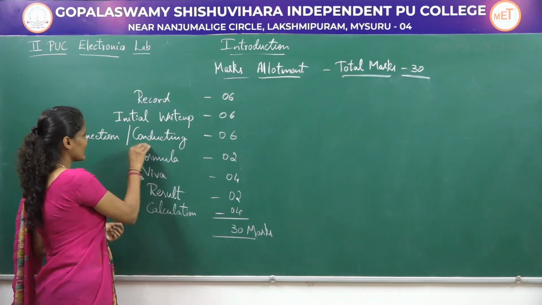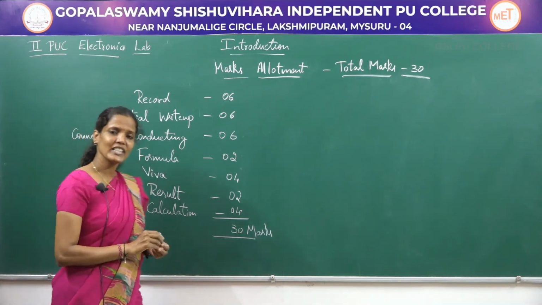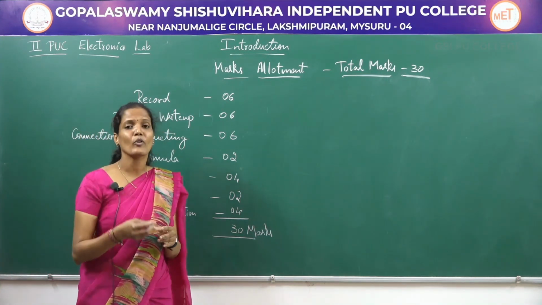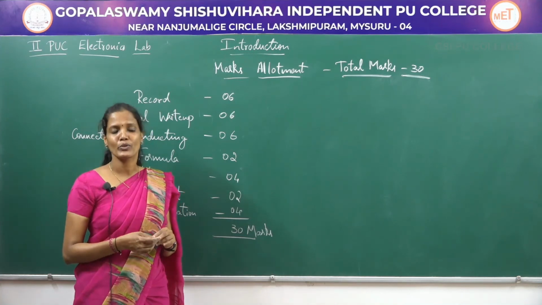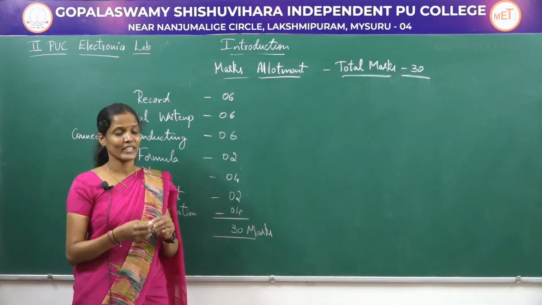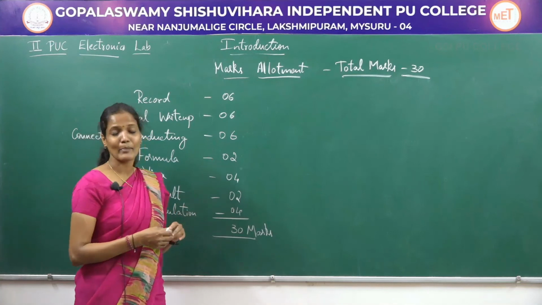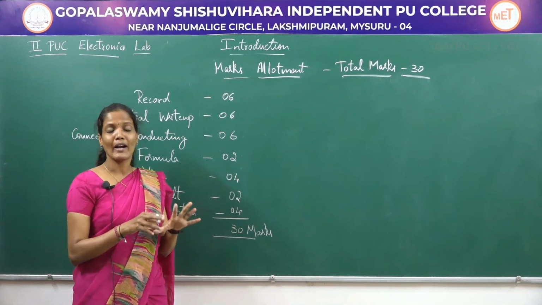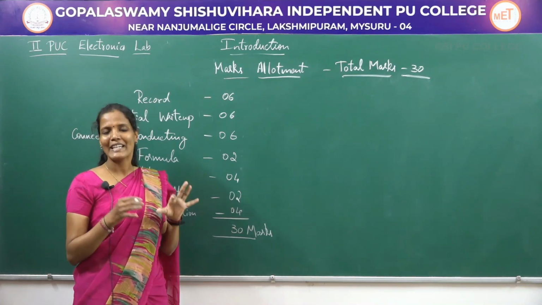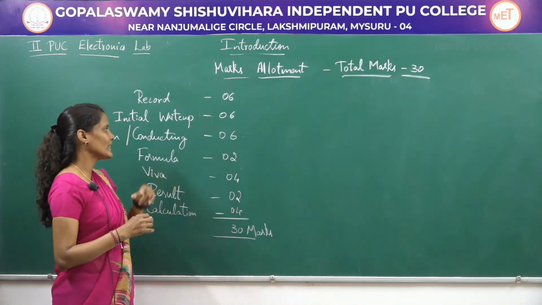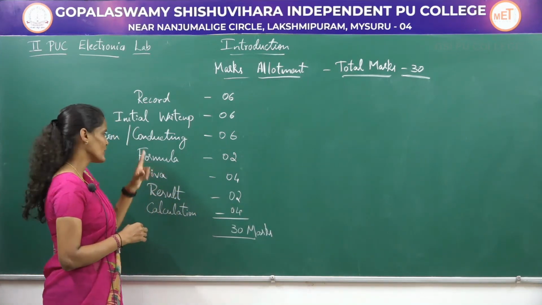So the next part is connection and conducting. Connection and conducting means the way we connect the apparatus given to you with the connecting wires given to you, which will carry a separate 6 marks. You have to connect the circuit very neatly and clearly, which will carry a separate 6 marks.